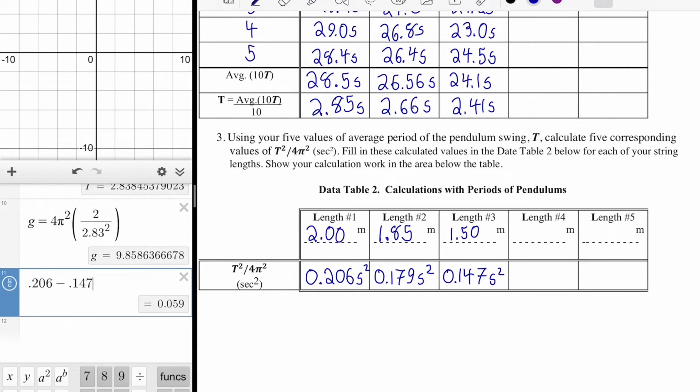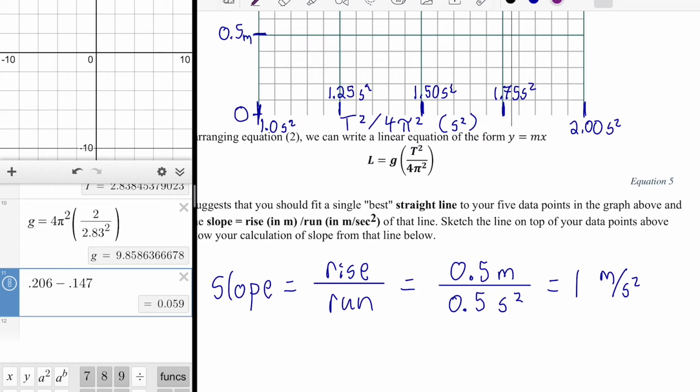Okay, cool. Now let's make a little note here that this spread is a difference of, you don't need to do this in your lab report, I just want to clarify what I was talking about. So it's a difference of about 0.5 seconds squared. Okay, so let's go back over here.